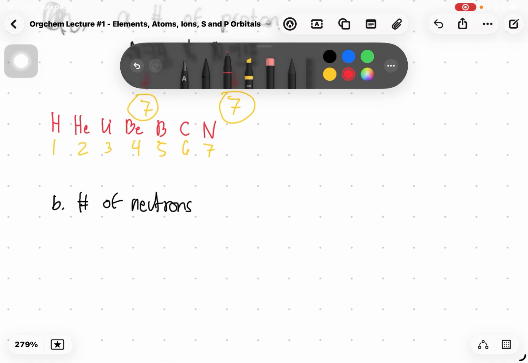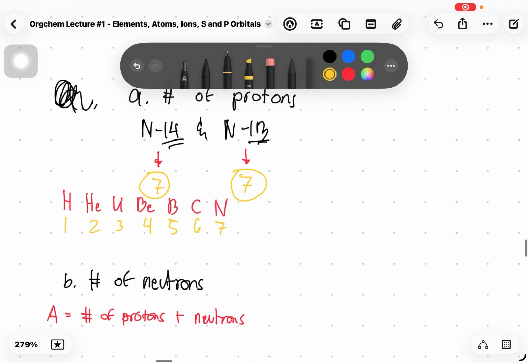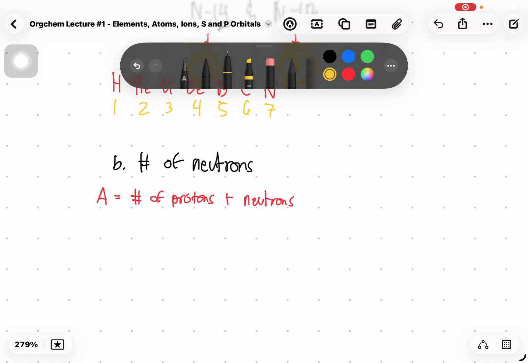How can we find this out? We know that the mass number, or our A, is equal to the number of protons plus neutrons. So we already have the number of protons here, and we can just do some basic math and subtract. For N14, we have 14 minus 7, and we have 7 neutrons. For N13, we have 13 minus 7, which is 6. So we have 6 neutrons for N13.